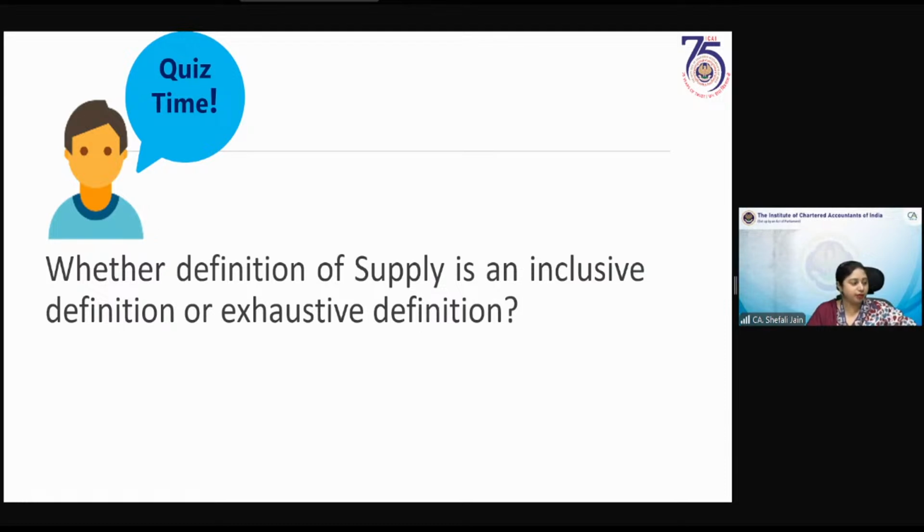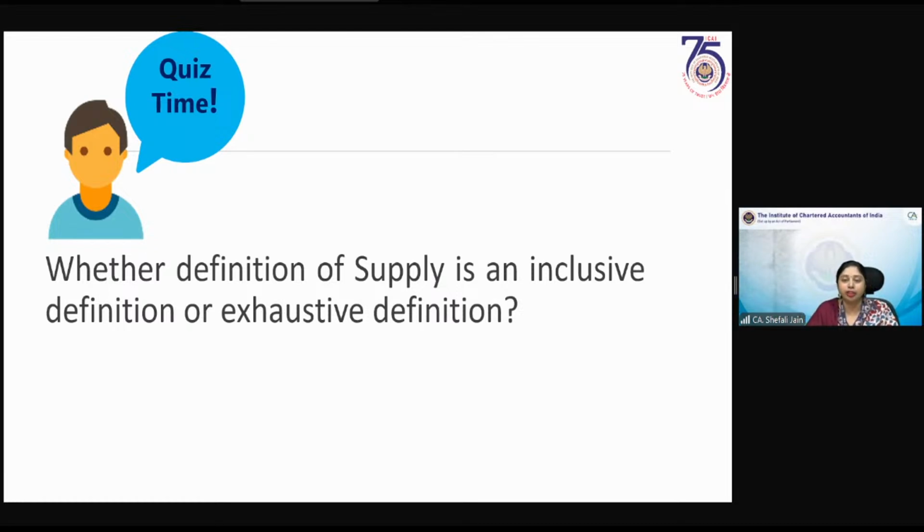Sir keeps on revising in between, or keeps on asking you questions regarding the concept being discussed. But here all the questions will be at one place regarding whatever you have done in the chapter of supply till now. A few questions I would ask and you will definitely learn something new also and revise also. I will just read out the question: whether the definition of supply is an inclusive definition or an exhaustive definition.